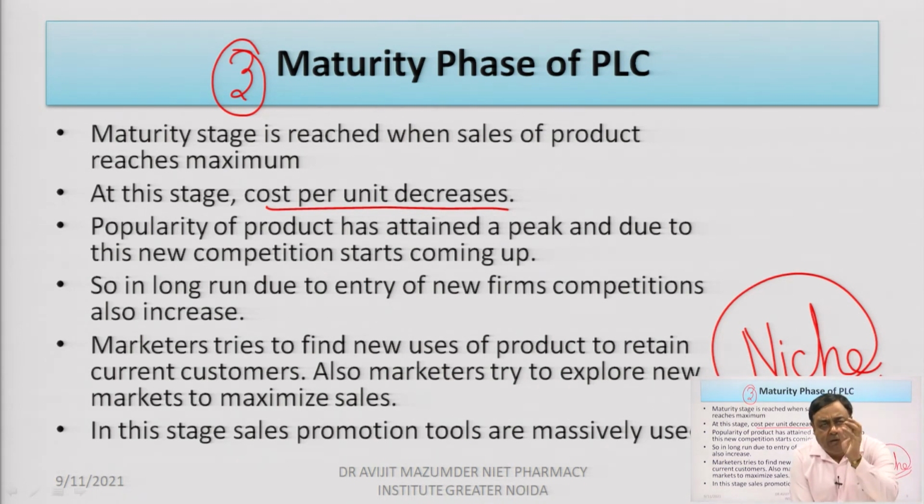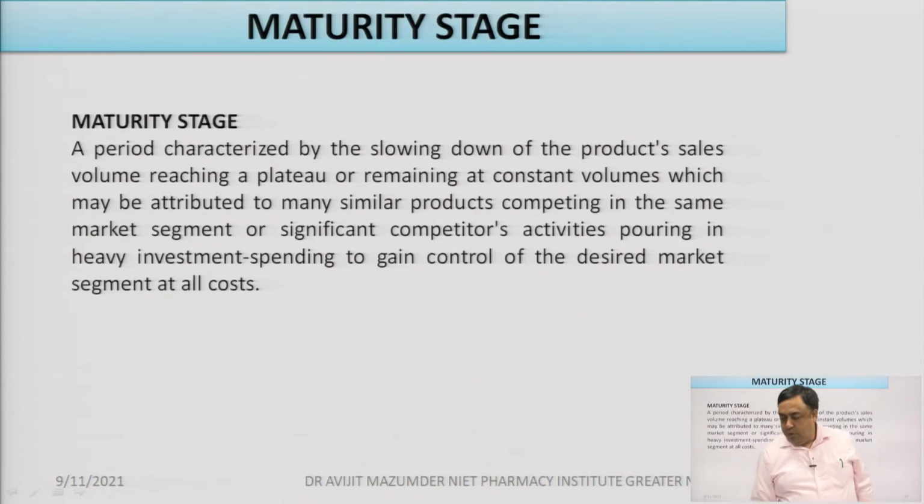They have to identify certain newer tools, newer methods by which they can protect the product. Otherwise, they are about to go for phase number 4, that is the stage of decline. So, in this particular maturity phase, the sales promotion tools are massively used. A product is characterized by a slowing down of the sales volume, reaching a plateau or remaining at a constant volume, which may be attributed to various similar products competing in the same market segment, or significant competitor activities heavily investing into the main market domain.